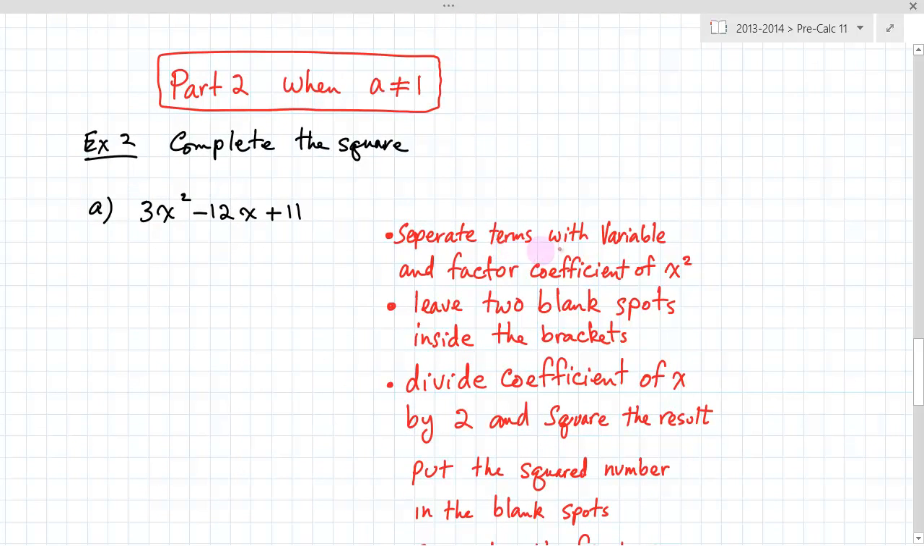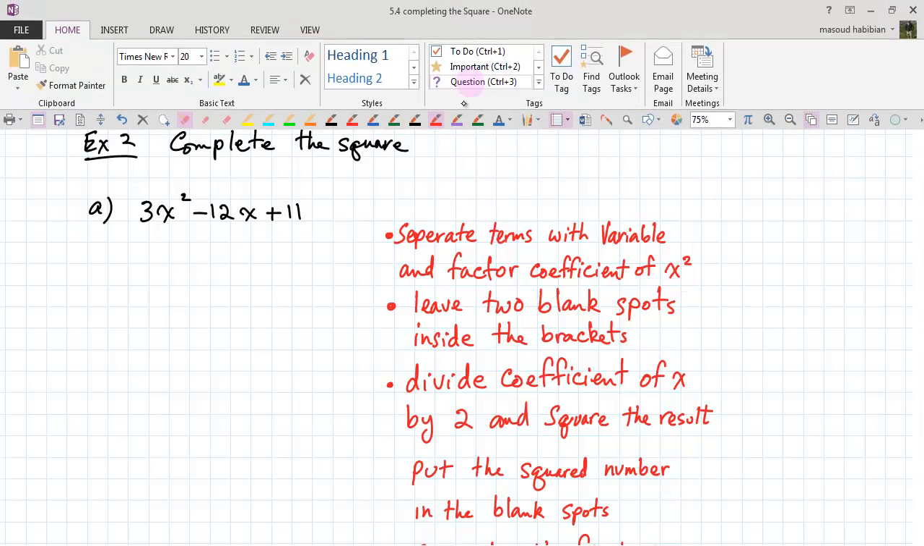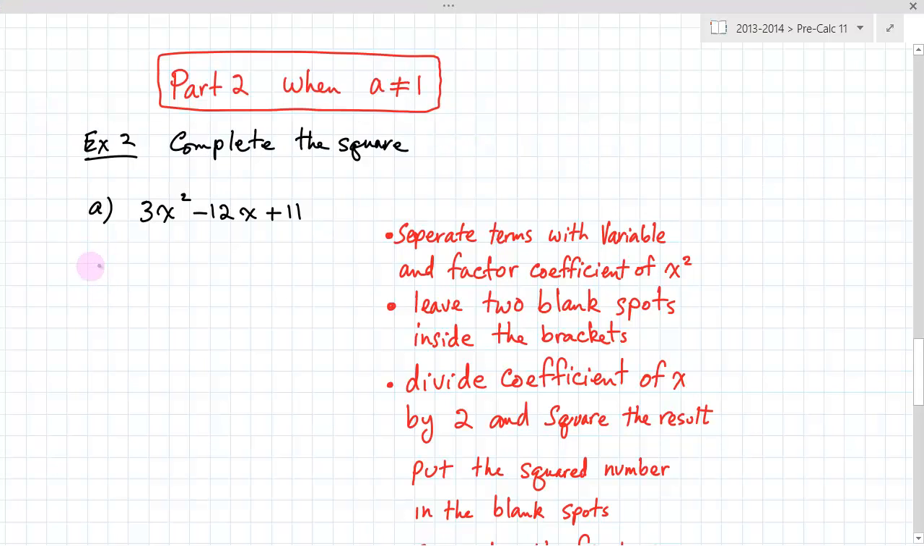Separate terms with variables and factor the coefficient of x squared. One extra step. So this is 3x squared minus 12x, separate it out, plus 11. Factor out the coefficient of x squared, in this case 3: 3 times (x squared minus 4x) plus 11.